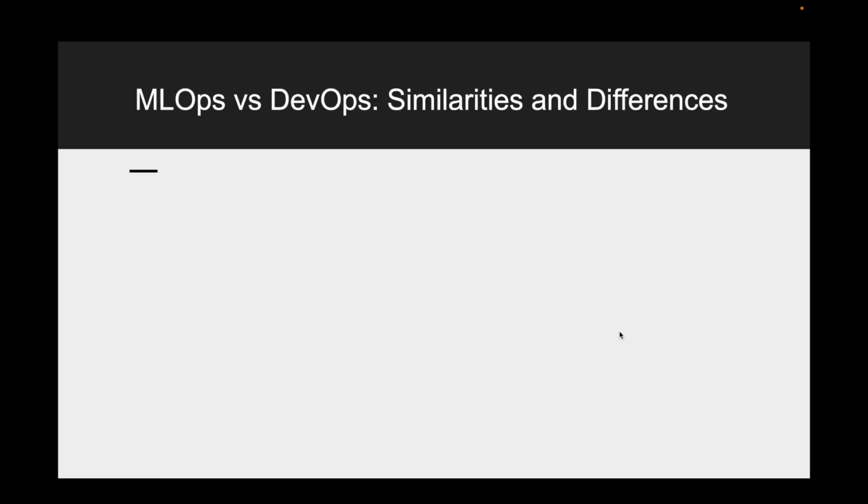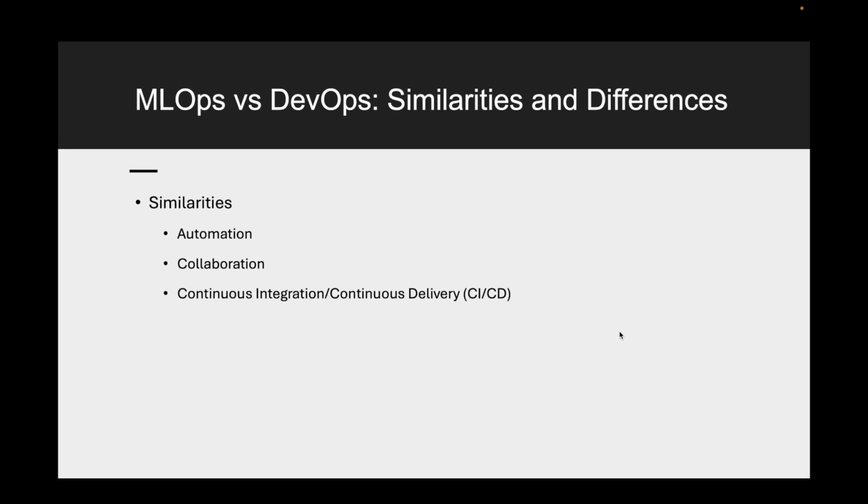Let's look at MLOps versus DevOps. What are the similarities first? Automation. Both focus on automating workflows to reduce manual effort. How about collaboration? Both foster collaboration between development, operations, and other stakeholders. Continuous integration, continuous delivery, CI/CD. Shared focus on creating pipelines that automatically test and deploy code or models. Now, if you are familiar with DevOps, you probably knew these were the similarities.